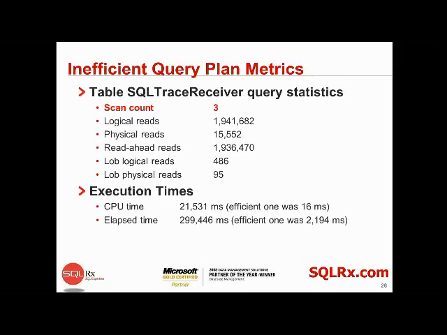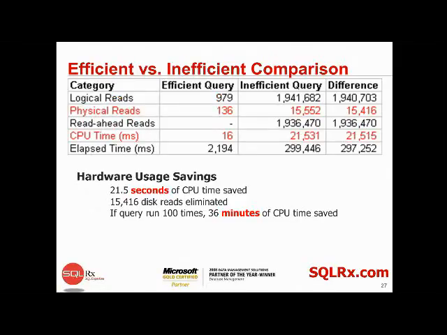Elapsed time was basically 5 minutes. Yeah, 5 minutes, and this one, the efficient one, took 2 seconds. So here's the comparison in a table, and you can see that it saved almost 22 seconds of CPU time, and if you ran this query 100 times, you'd save 36 minutes of CPU. Plus, you'd reduce a lot of pressure. So you can see how this kind of thing can work.